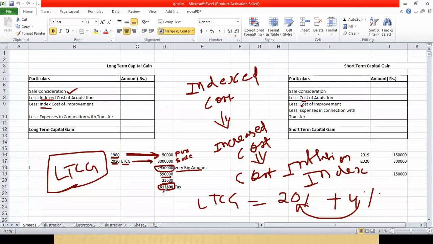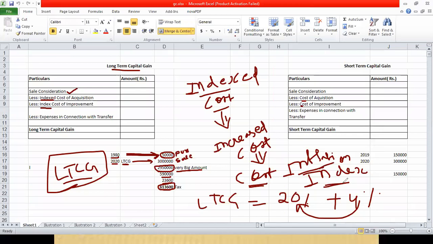So for this purpose, the Income Tax Act said that if it is a long-term capital gain, you can increase your cost by using the cost inflation index. And you will get the benefit of the increase in cost. If cost increases, capital gain will automatically reduce. Logical. If cost increases, your gain will reduce. So that's why in case of long-term capital gain, you can take the benefit of indexation. And how will indexation be calculated? It will be calculated using the cost inflation index.